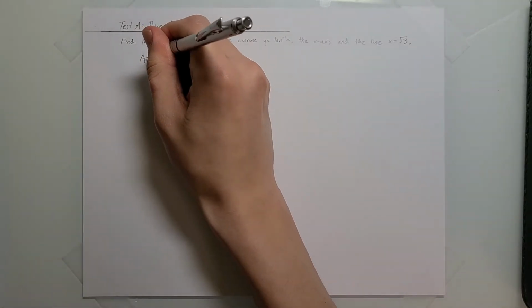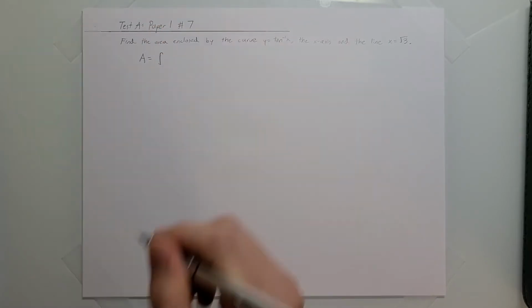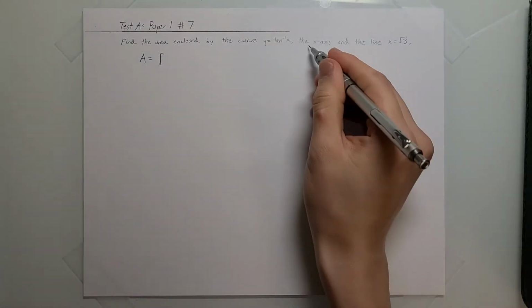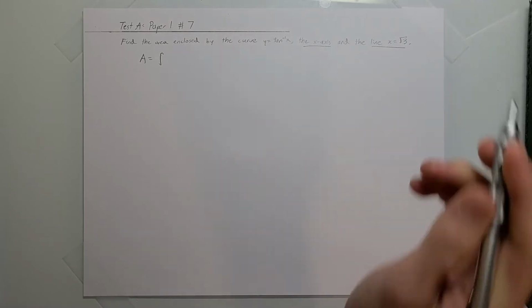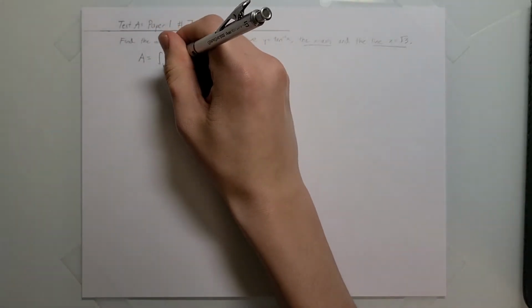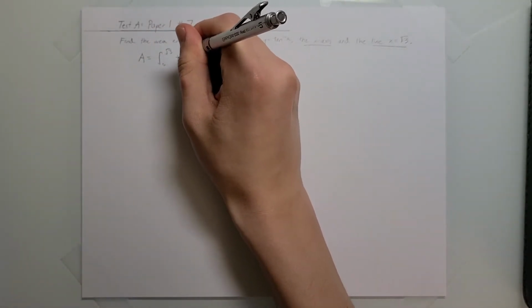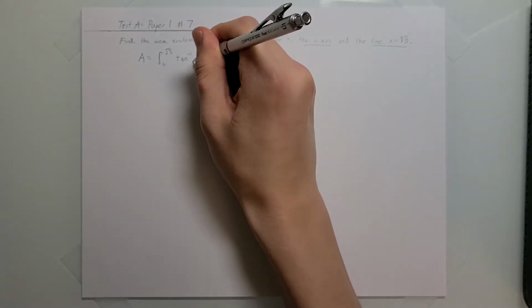So the question asks you to find the area enclosed by the curve y equals tan negative 1 x, the x-axis, and the line x equals root 3. The first important thing to notice here is it's asking us to find the area enclosed by the curve. Well, right off the bat, we should be thinking integral. So we know that the area is going to be the integral from what bounds? Well, we know that it's the x-axis and the line x equals root 3. So it's 0 to root 3 of the arctan of x.